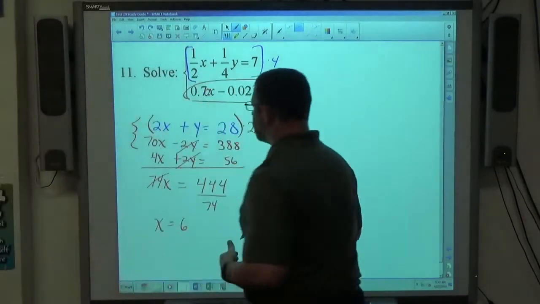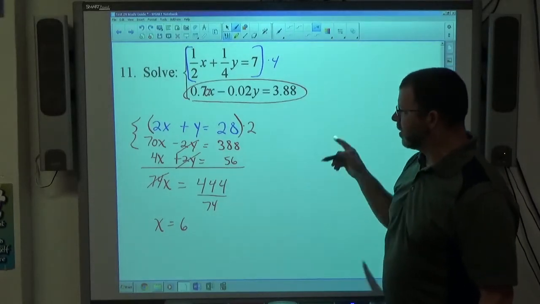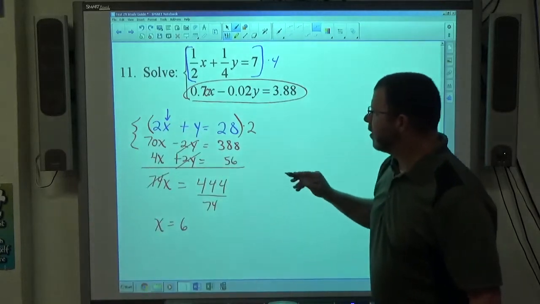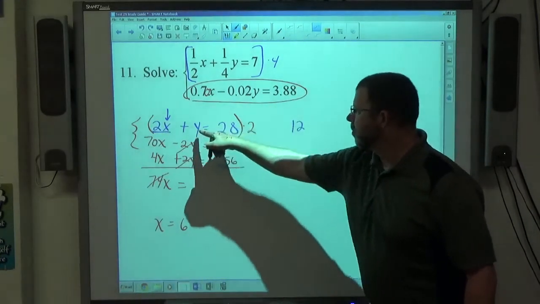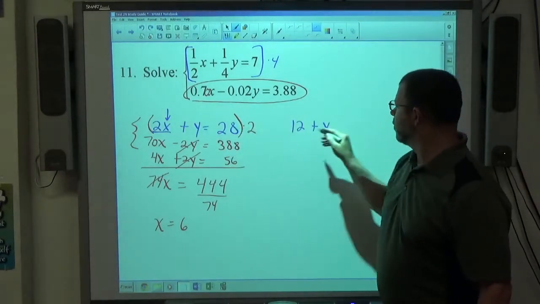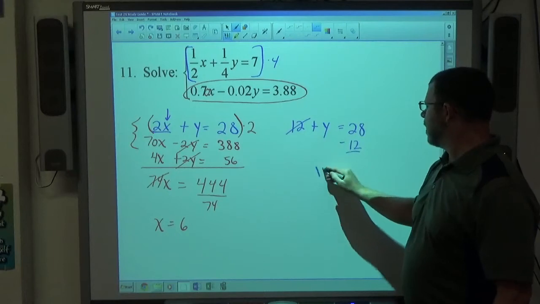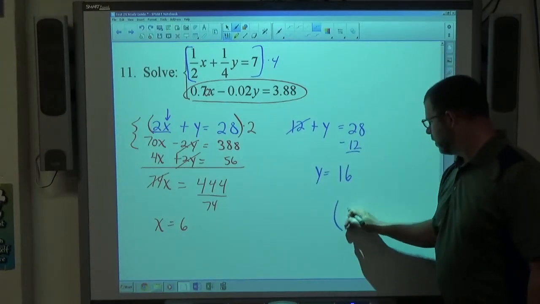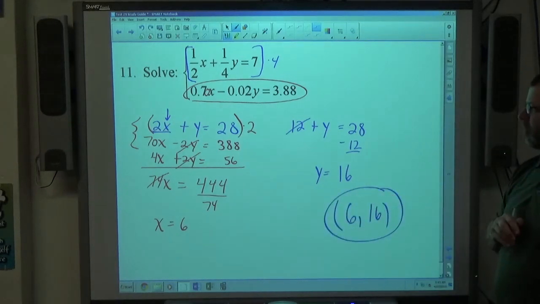Once I know what x equals, I go back to any equation. I think that blue equation looks a lot more friendly than the red equation. The numbers are a lot smaller. So x equals 6, we just figured that out. So this whole thing, 2 times 6, is going to become 12, plus y is equal to 28. 12 moves over, that gets me y is equal to 16. So 6 for x, 16 for y. Always write your answers as an ordered pair when you do a system of equations.